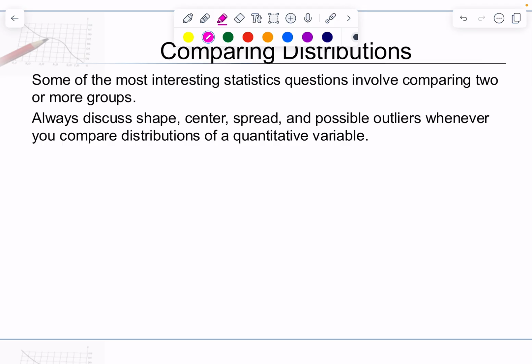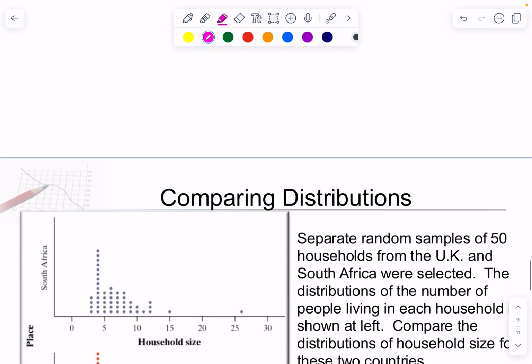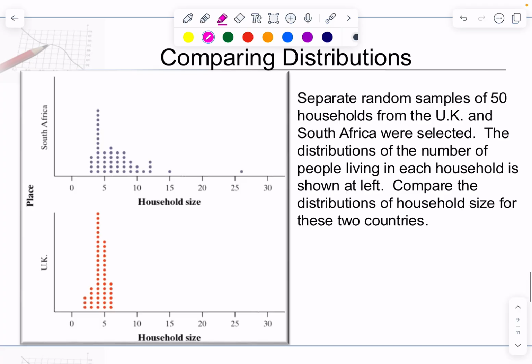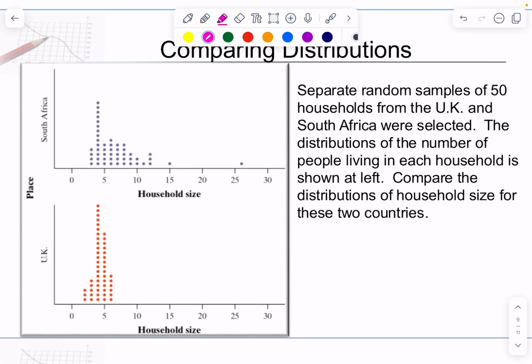How do they contrast? So for example, if we look at the following distributions here, separate random samples of 50 households from the UK and South Africa were selected. The distributions of the number of people living in each household is shown at the left. So compare the distributions of household size for these 2 countries.